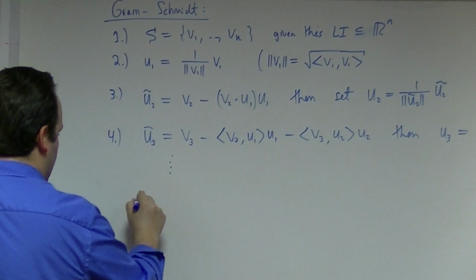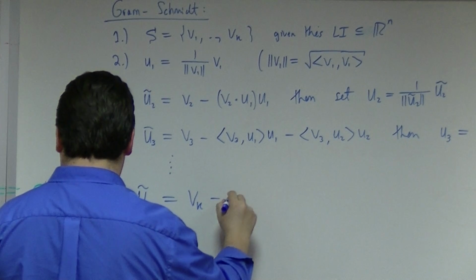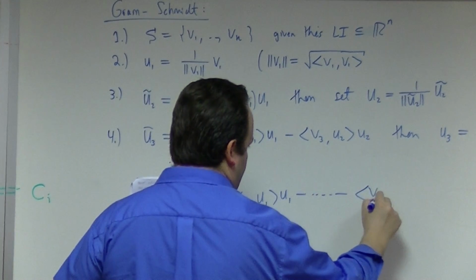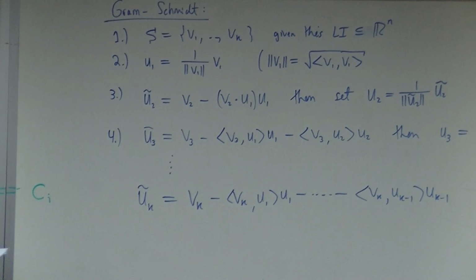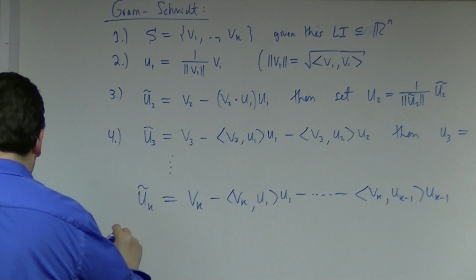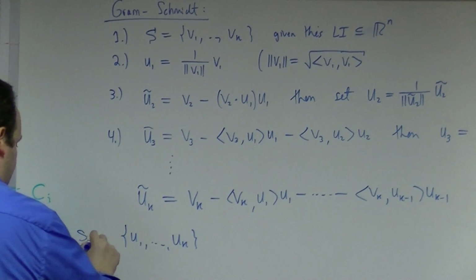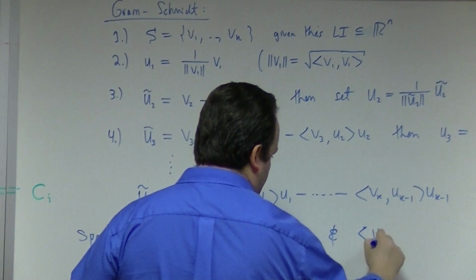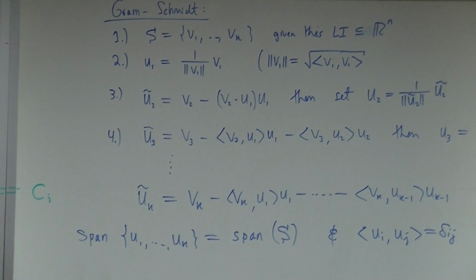And so forth. Eventually, you get to the kth one, and u_k tilde you build from taking v_k, and you subtract off the projections onto u_1, u_1, and so forth and so on until you get all the way down to subtracting off the (k minus 1)th component. The result of this is that you get this set, u_1 through u_k, and the span of this will be equal to the span of your original set S. And you also have this lovely thing that u_i dot u_j is delta_ij. In other words, it produces for you an orthonormal set. And you can do this for any linearly independent set. It's a completely general algorithm for R^n.